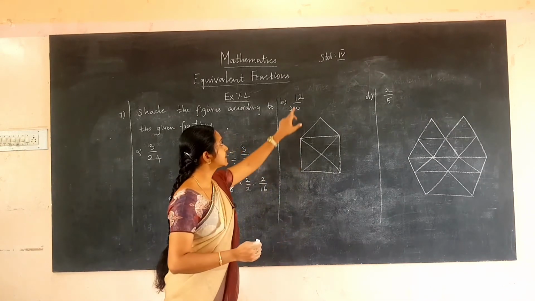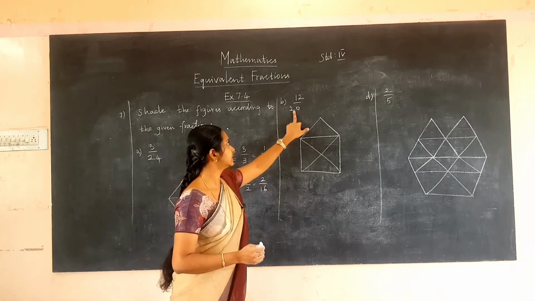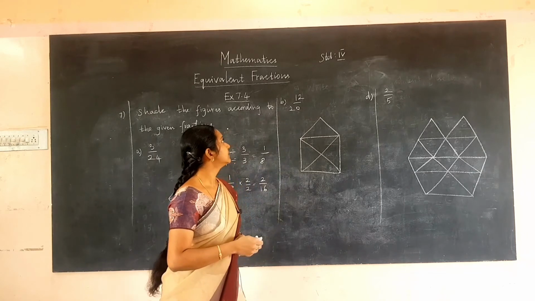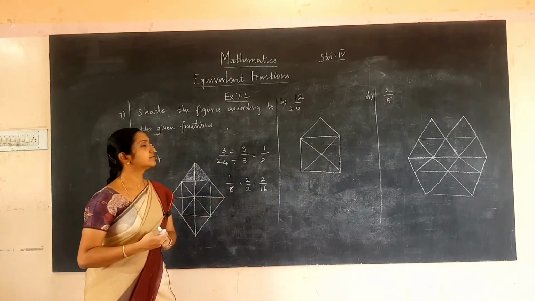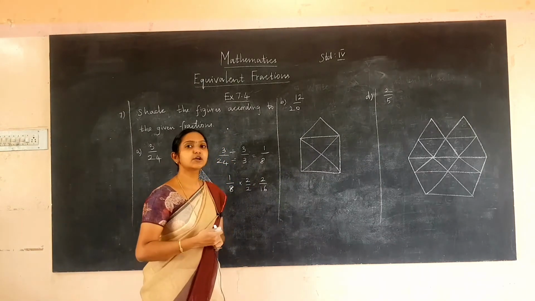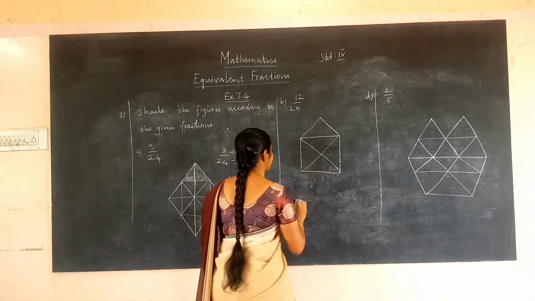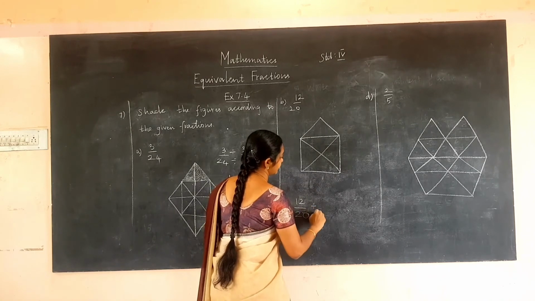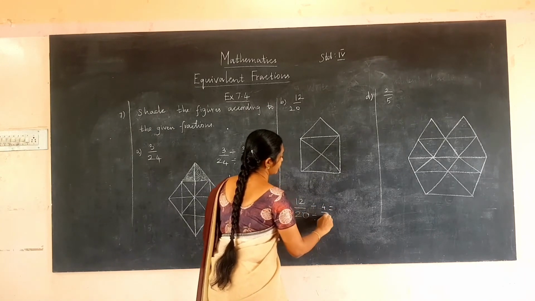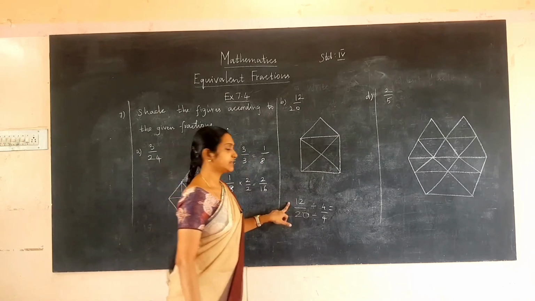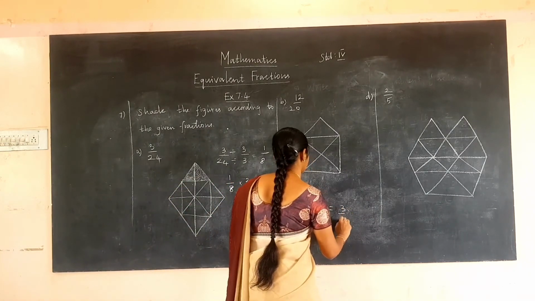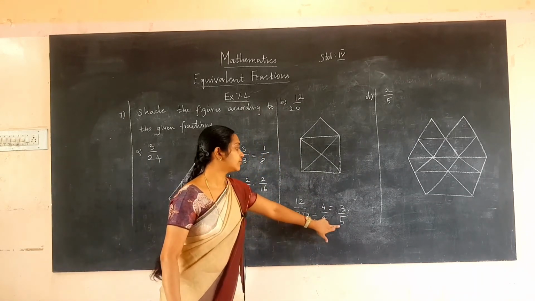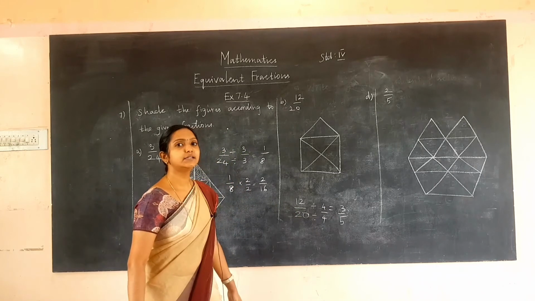Next, the fraction here is 12 by 20. I am going to reduce this fraction. You can see that 4 is the common factor. So, divide 12 by 20 by 4. 12 divided by 4 is 3 in the numerator and 20 divided by 4 is 5 in the denominator. So the fraction is 3 by 5.